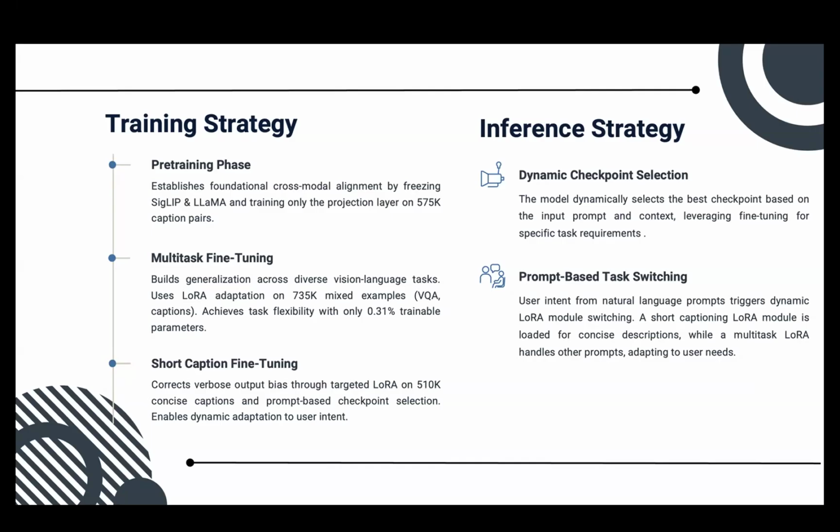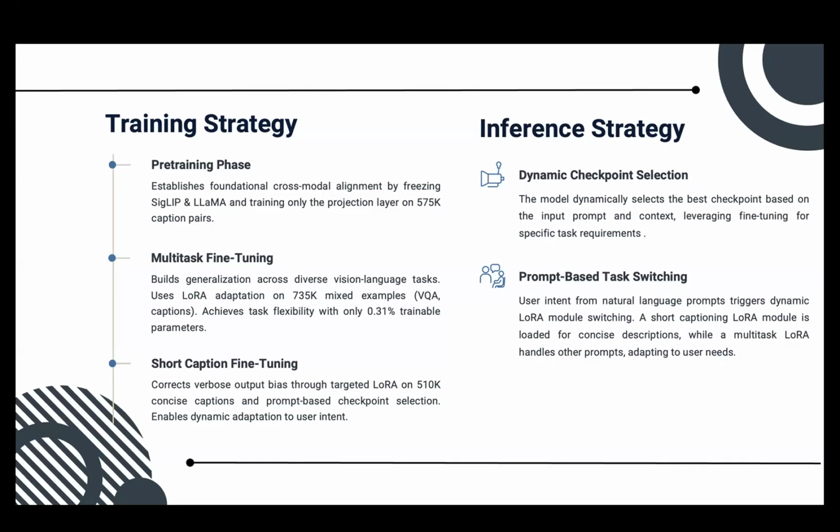Multitask fine-tuning builds generalization across diverse tasks. Using LoRA adaptation on 735,000 mixed examples covering VQA and various caption types, we achieve remarkable efficiency. Only 0.31% of parameters are trainable, yet the model develops broad task flexibility.